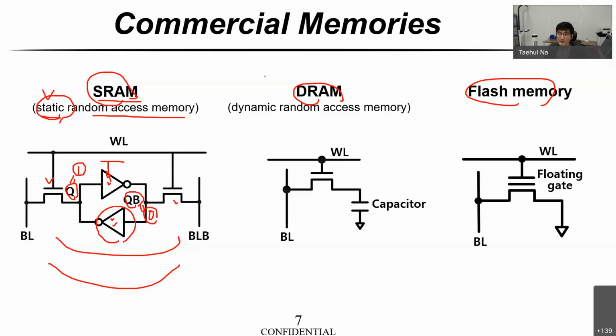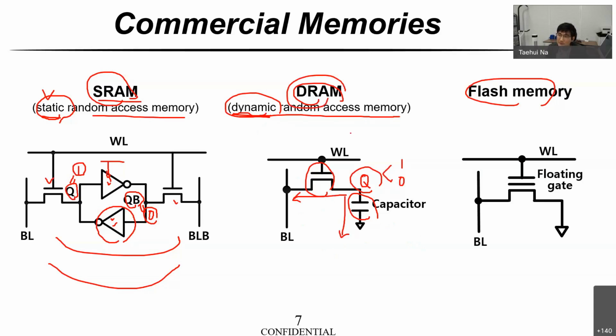Unlike the static random access memory, the second type of commercial memory is the DRAM, the dynamic random access memory. The DRAM's 1-bit cell is composed of 1 transistor and 1 capacitor to store 1 bit by using the charge Q here. Dynamic means this charge or the stored data, which could be 1 or 0, can change according to time because of the leakage current. Right? And the leakage current is becoming worse as the technology node scales down. So in the case of DRAM, a periodic refresh operation is required.